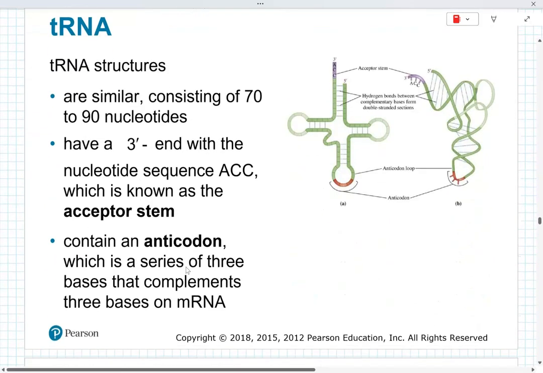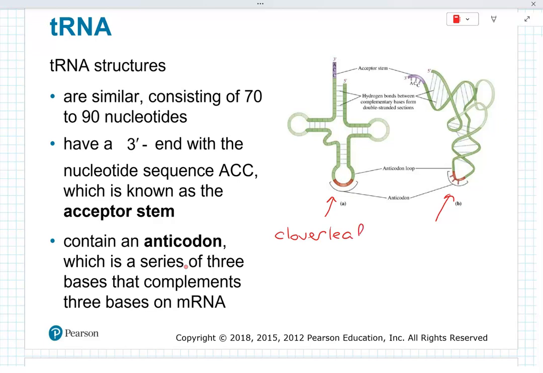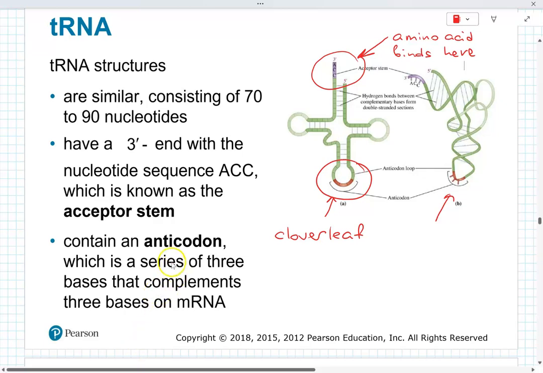And this is the structure of tRNA. So I mean, this is how it actually looks like, but it's a bit useless. So we're going to use this structure in our discussions. The structure is often called cloverleaf structure. And there are two notable parts: anticodon loop and the acceptor stem. Acceptor stem is where the amino acids bind. Okay, we're good so far?